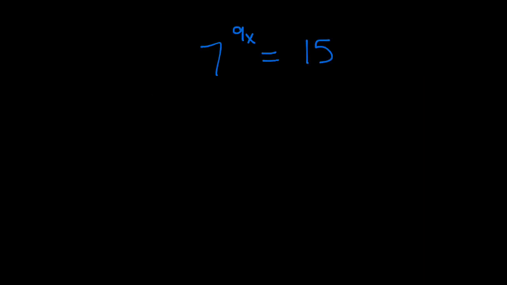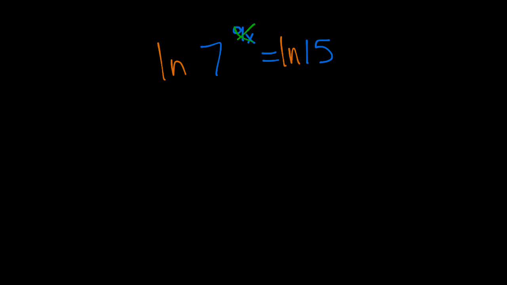So let's look at one that has just a little bit more going on. Here we have 7 to the 9x equals 15. Take the natural log of both sides. Again, you could use log or log base 7, and that would take care of things on that left side right away. So natural log on both sides.